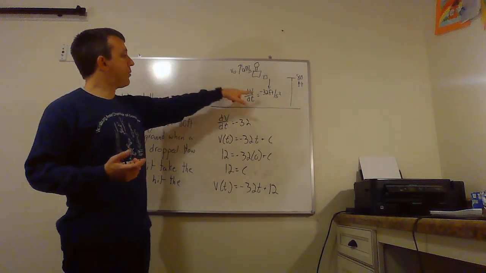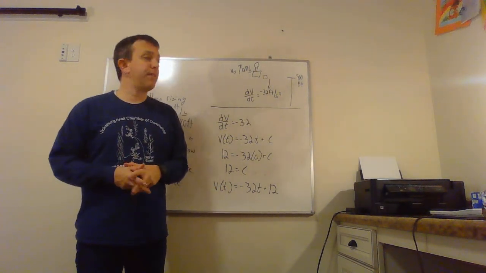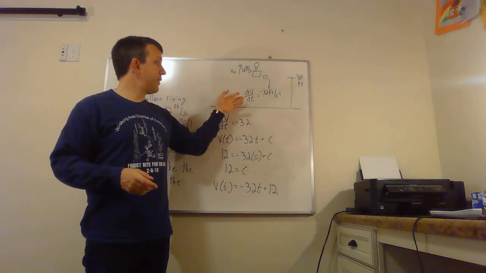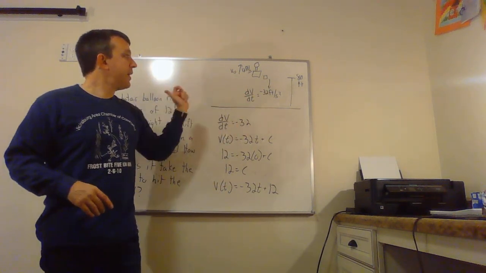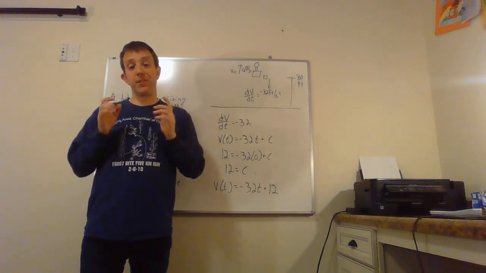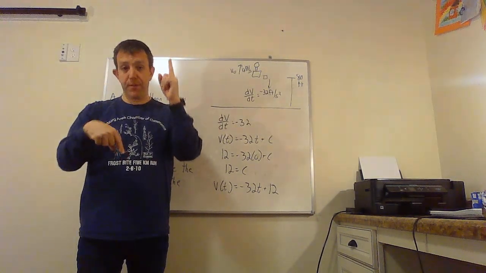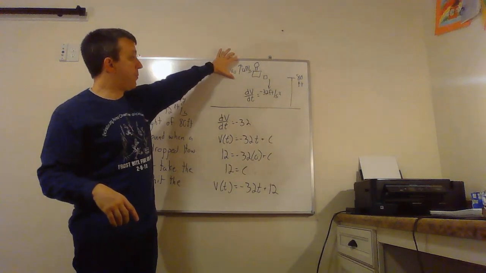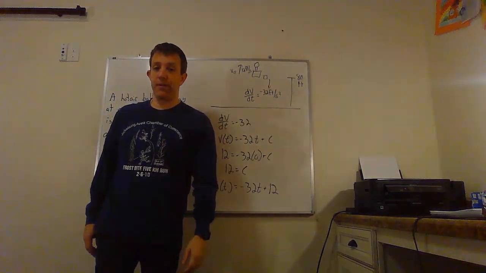Anyway, so that negative 32 feet per second squared, that's the acceleration due to gravity. And so acceleration is the derivative of velocity, so I labeled it as dv/dt. Now importantly, we have things going in different directions. The balloon is going up, the package is going to go down. So I called up positive and down negative. We need those signs to be in the right order.